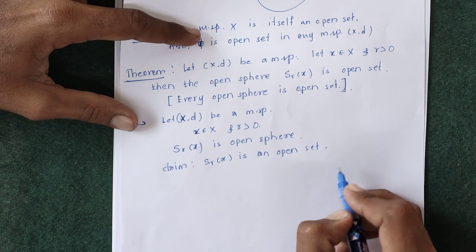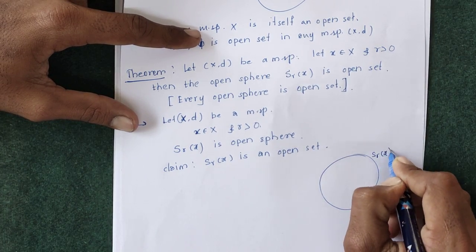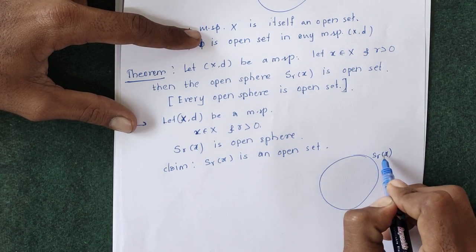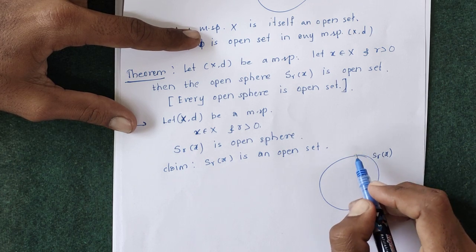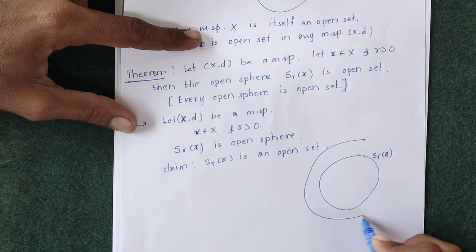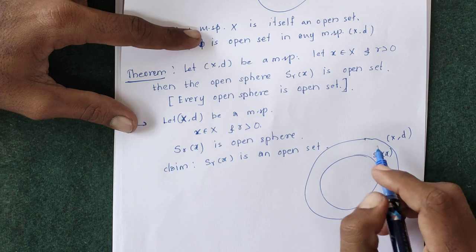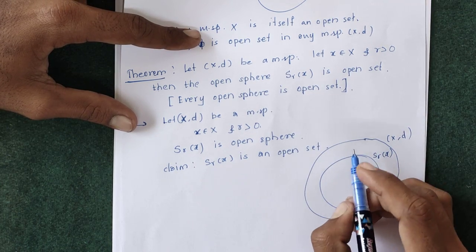Suppose this is our claim, this is the rough work. Suppose this whole is S_r(x), and we have to prove that this S_r(x) is an open set. The definition of an open set says that a subset U of metric space (X, d) is said to be open if... Again suppose this is the metric space (X, d) on which S_r(x) is an open sphere, and we have to prove that this open sphere is an open set.